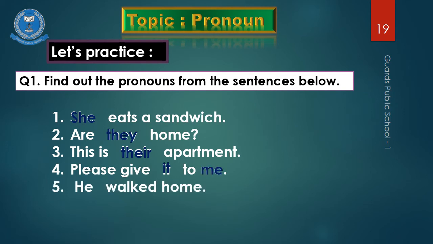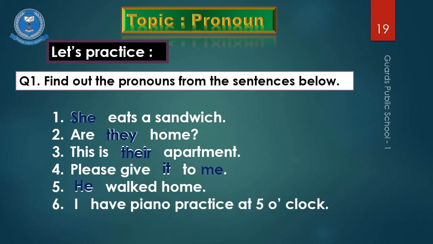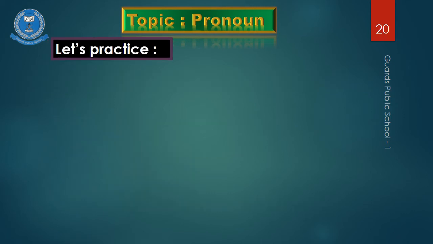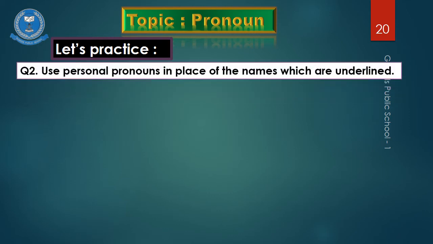He walked home. He. Great children. Now, I have piano practice at 5 o'clock. So, what is the pronoun here? It's I. Great children, it means you have understood the explanation. Here we have another activity for practice, that is: use pronouns in place of the nouns which are underlined. It means here we have to rewrite this sentence while using the correct pronoun.